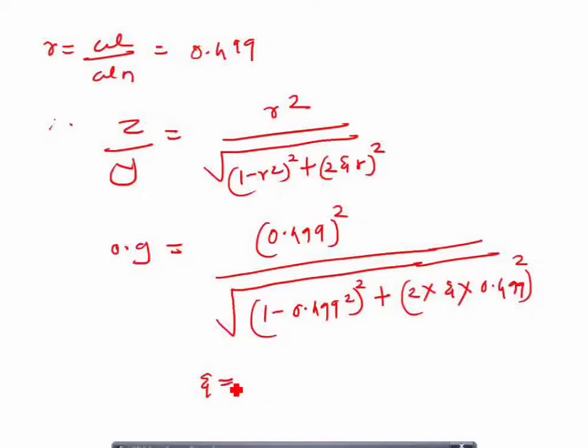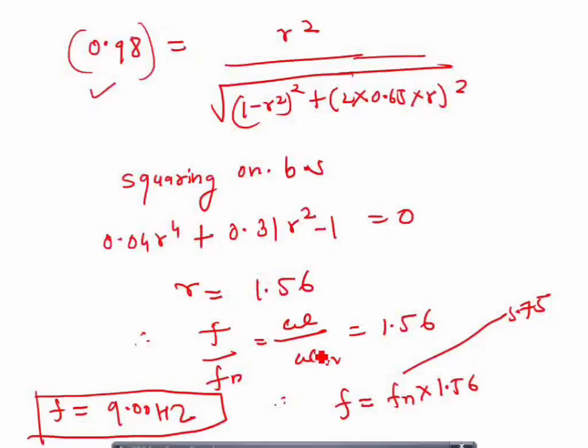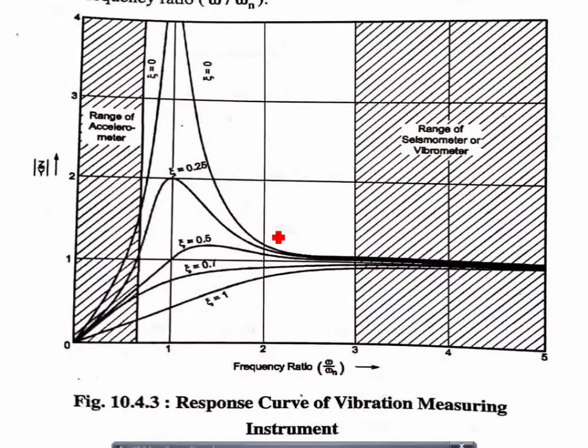From this you get zeta equal to 0.8190. Now you can check whether my answer is correct from the graph. When zeta is equal to 0.7, z by y is almost close to 1. Say z by y is 0.98 when zeta is 0.65 to 0.7. Now my corresponding value of z upon y is 0.9, so obviously the value of zeta will be greater than 0.7, somewhere around 0.8. Again, that graph is slightly below z by y equal to 1.